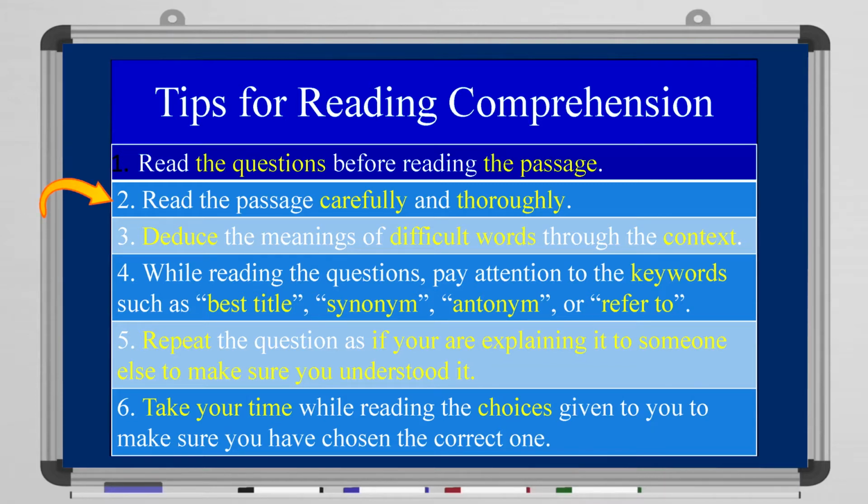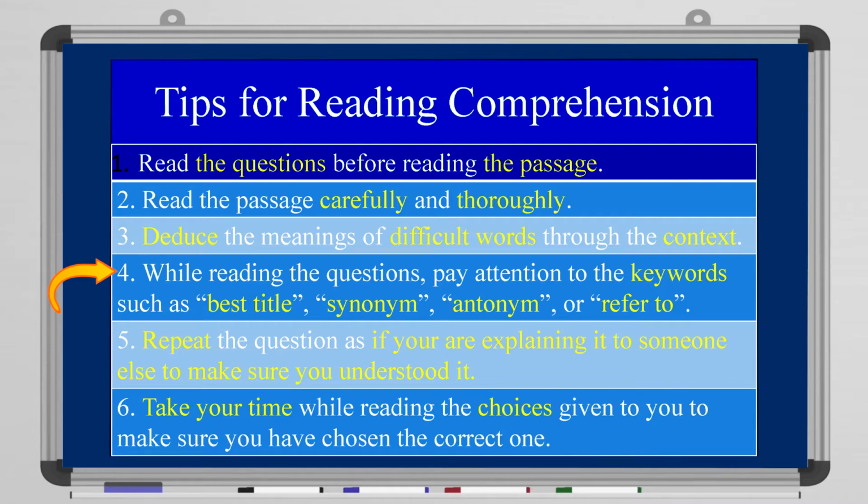Then you have to read the passage carefully and thoroughly. You have to be in detail. You have to pay attention to the small details as well. Next, deduce the meaning of difficult words through the context. Okay, so if you don't know the meaning of the word, just understand the meaning of the word from the context itself, from the sentence itself.